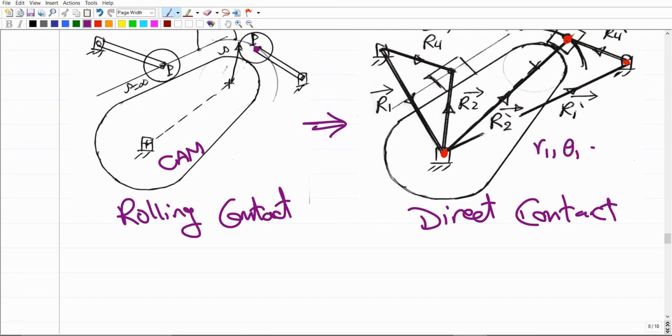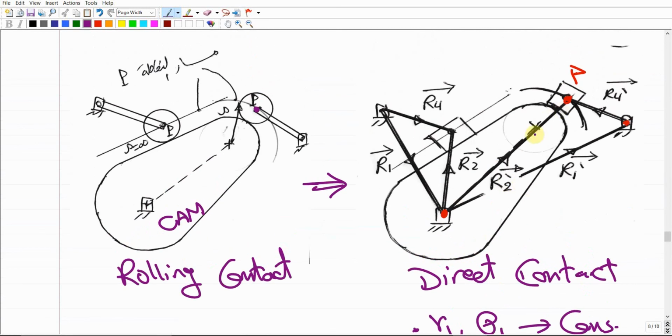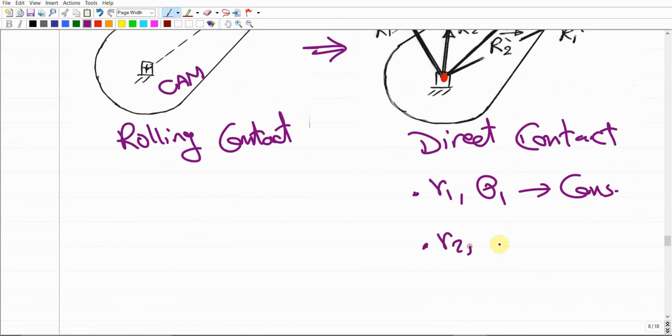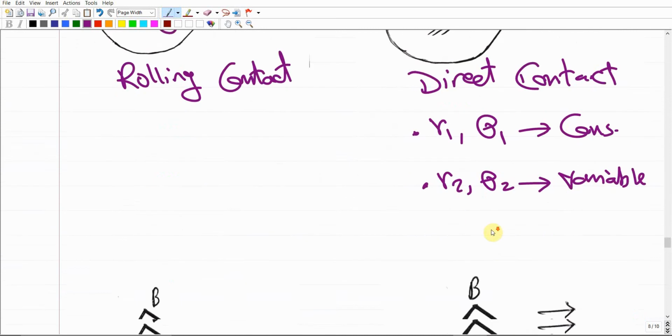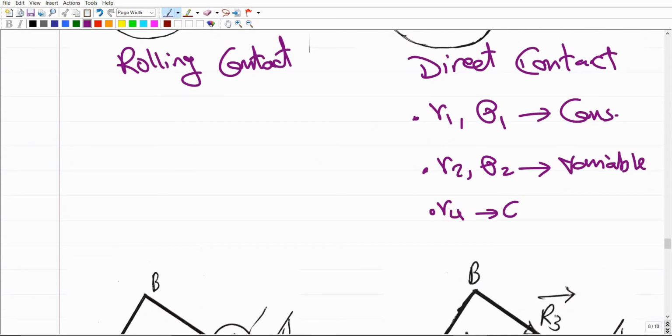For this case, R1, theta 1 are both constants, or we can write them down here. R1, theta 1, both are constants, right? And R2, theta 2, both of them are variables. That's why we're going to end up with Coriolis acceleration. Both are variables. Why? Because the distance between P and the center of rotation is going to change. For example, if you give rotation to the cam in any direction, this distance is going to change. And R4, the magnitude is going to be constant, but theta 4 itself is going to be variable.